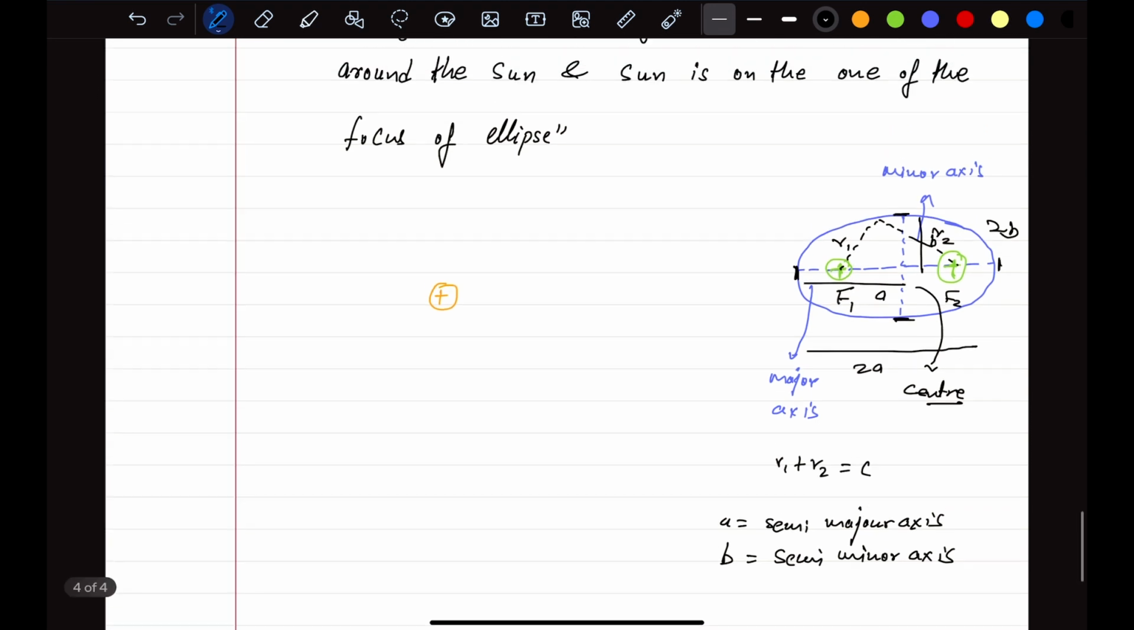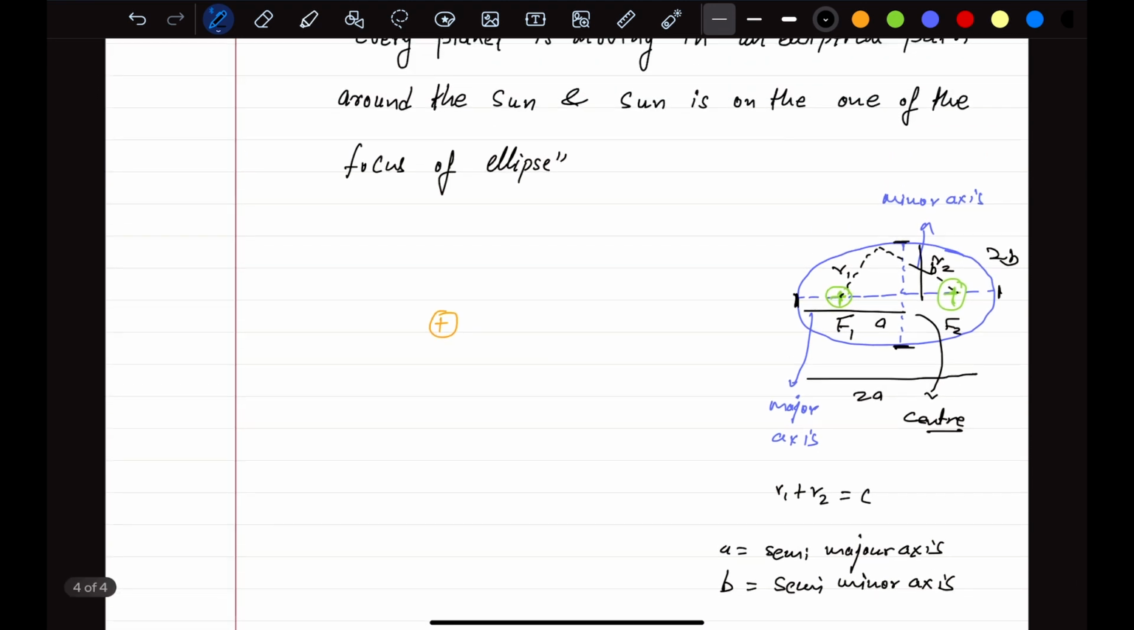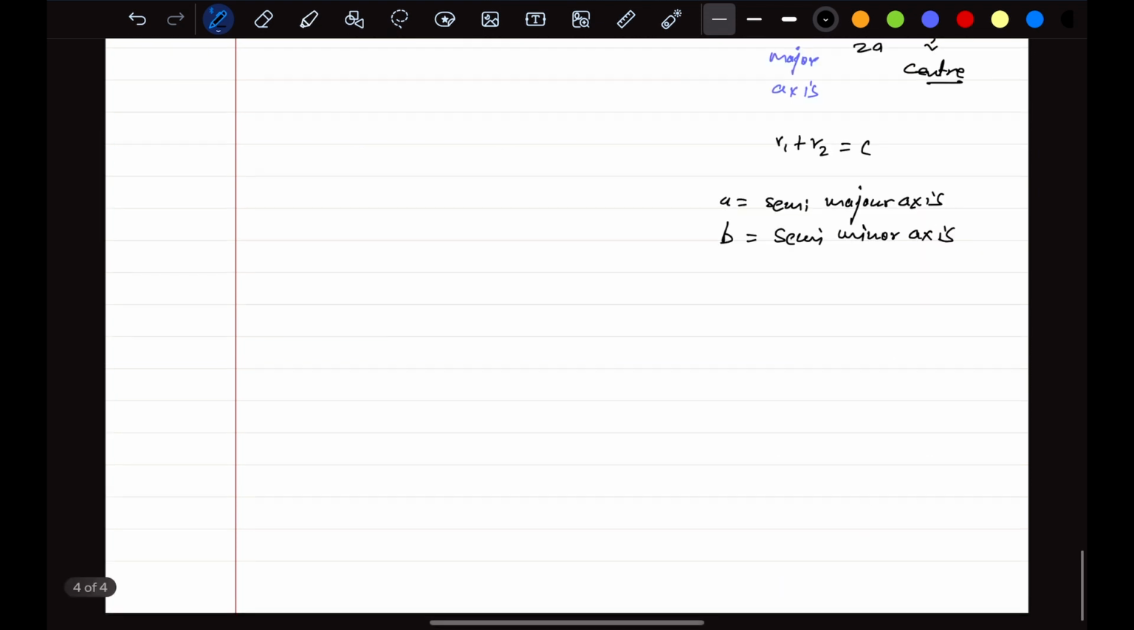Now this law says that the sun will be at one of the foci. It could be either of the foci, and the planet will be moving in an elliptical orbit around the sun. The orbit will look like this, and this is how the planet will be moving. This is our first law.